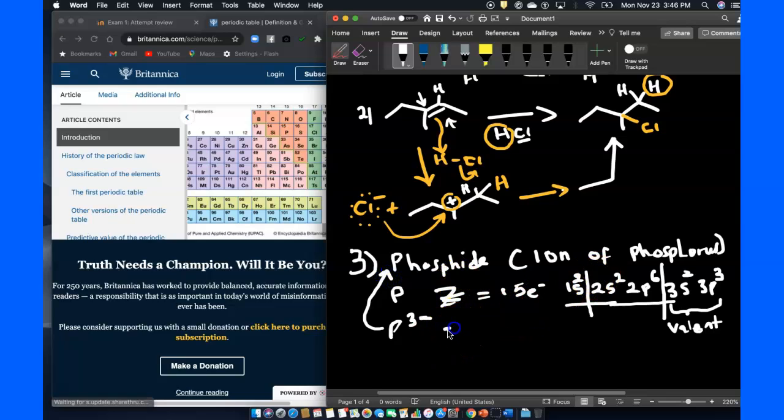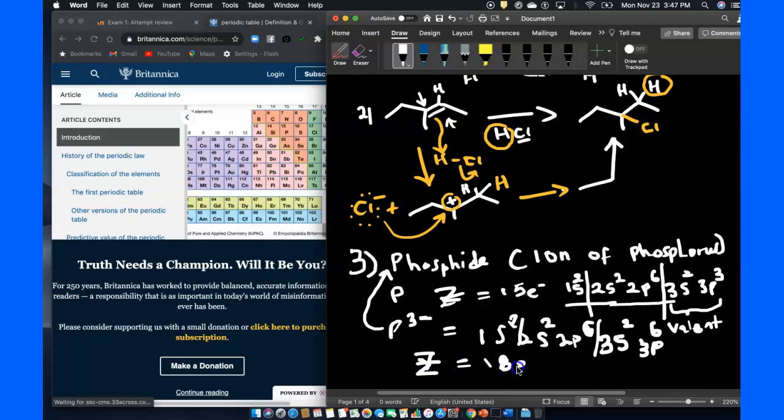So if P gains 3 electrons, you're going to have 1s2, 2s2, 2p6, then 3s2, then 3p6. Now notice the p is full, so the third shell is full, the second shell is full, the first shell is full. It's stable, and if you count all those electrons, you're going to end up with 18 electrons.